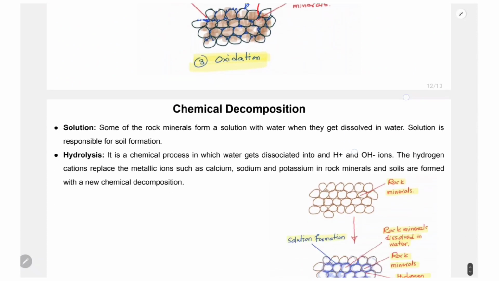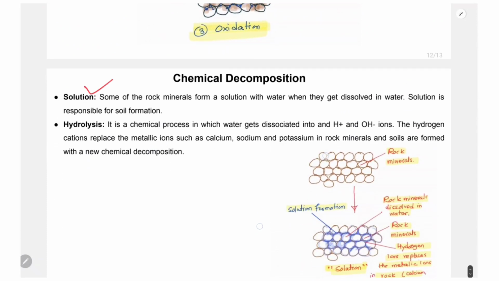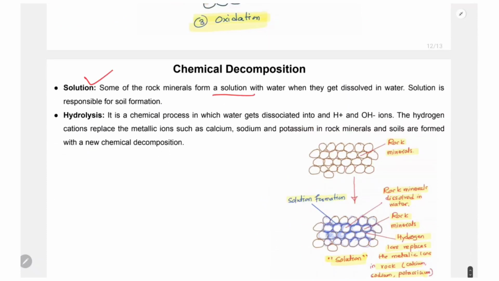Then the fourth one is solution. Some rock minerals, when mixed with water, form a solution and dissolve in the water, and this solution is responsible for soil formation or decomposition of rock by chemical means. And the last one is hydrolysis.